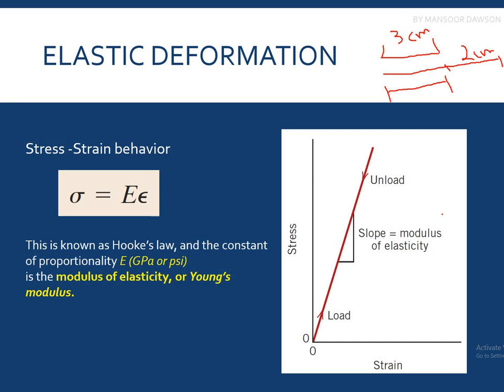deformation. Okay, and you can see that the stress is proportional to the strain, with E as the proportionality constant, and this E is the modulus of elasticity, or simply we call it elastic modulus or Young's modulus, which is the stress upon the strain. Okay, so this is basically elastic deformation.